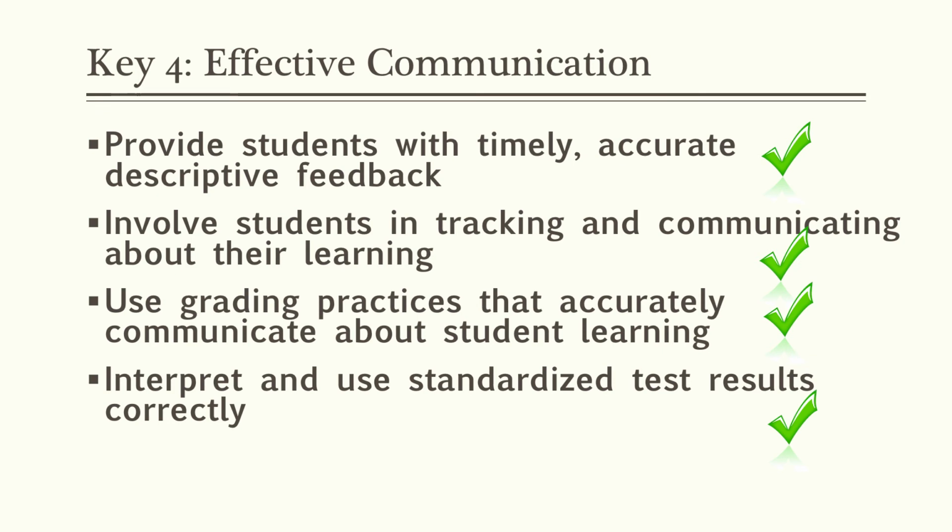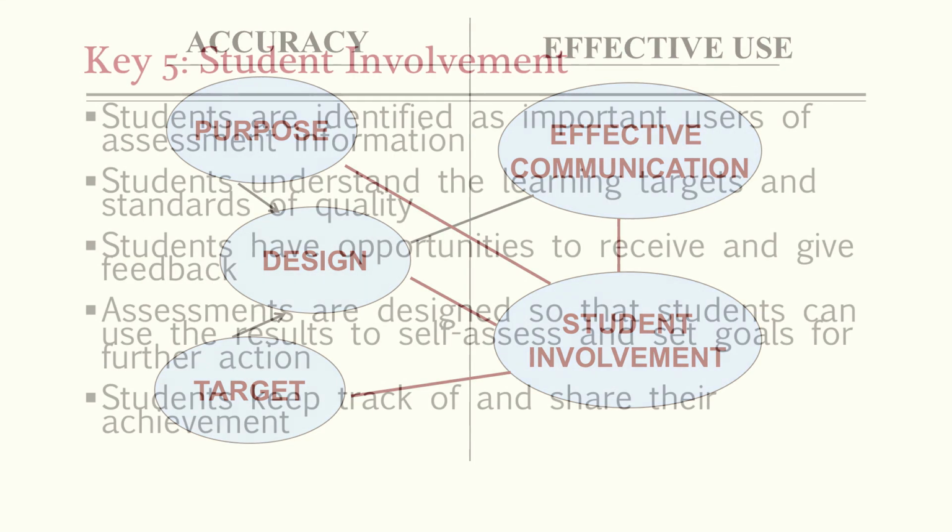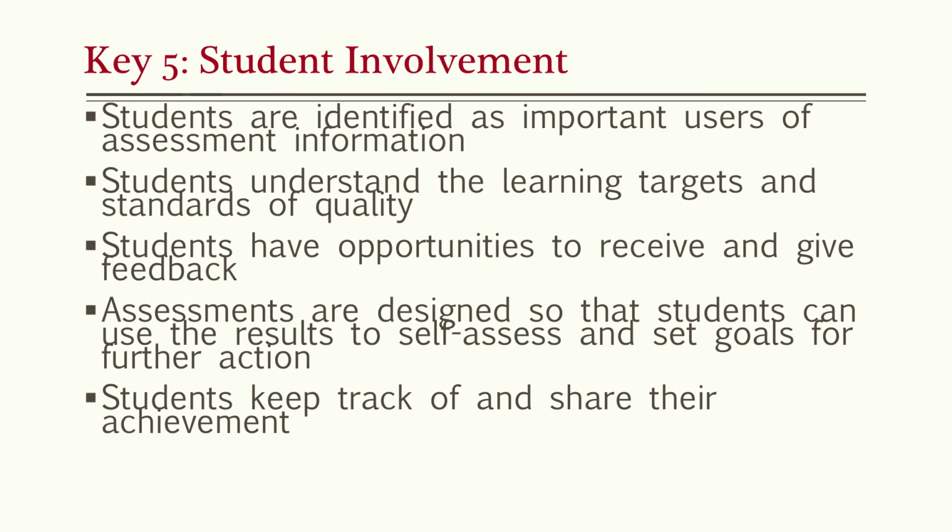standardized test scores correctly. The fifth key to quality is student involvement, and it is actually a part of all of the other keys. These are central components of student involvement in assessment. We need to accept that students are users of our assessment information, they understand high standards, they respond to feedback, and can self-assess and set goals.